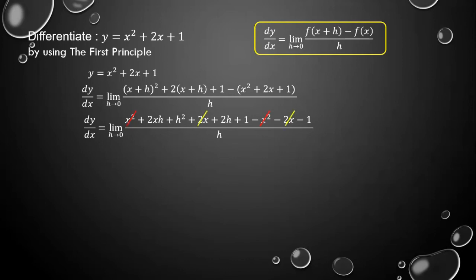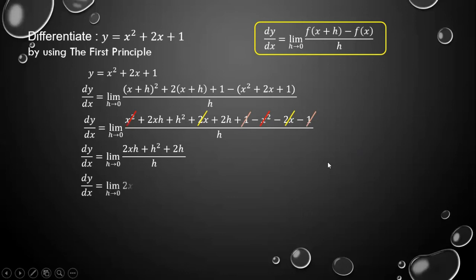2x and minus 2x cancel again. And the last is 1, 2 minus 1. Cancel again. So automatically dy over dx equals limit h to 0 of 2xh plus h squared plus 2h over h. We can simplify by h, right? So dy over dx equals limit h to 0 of 2x plus h plus 2.